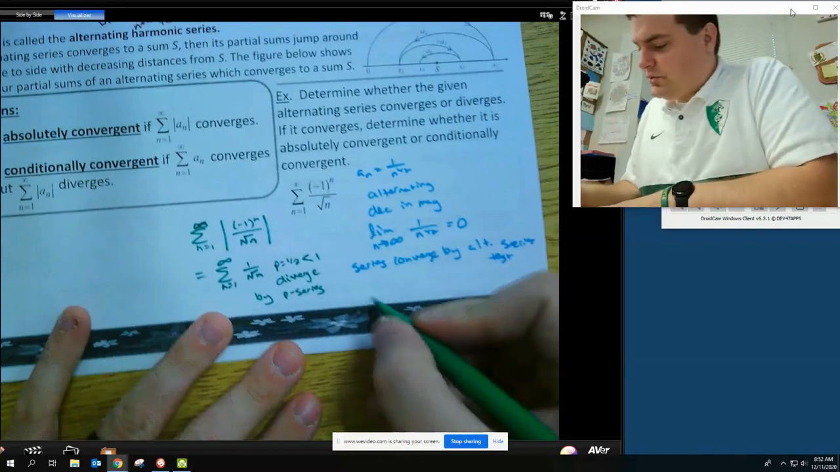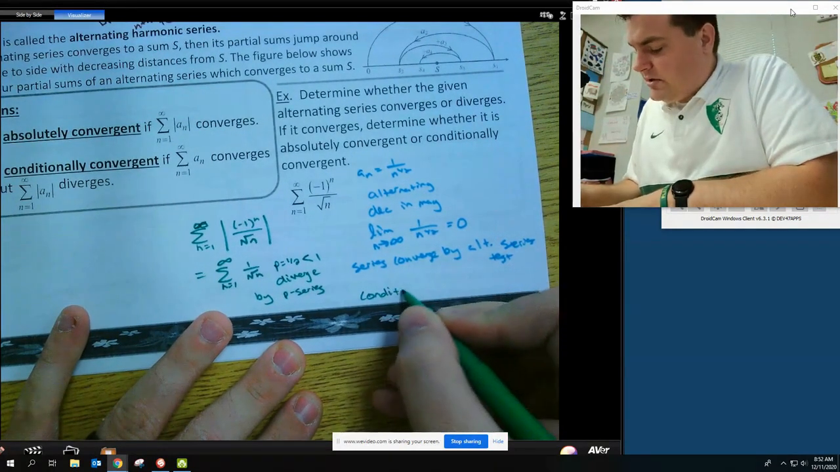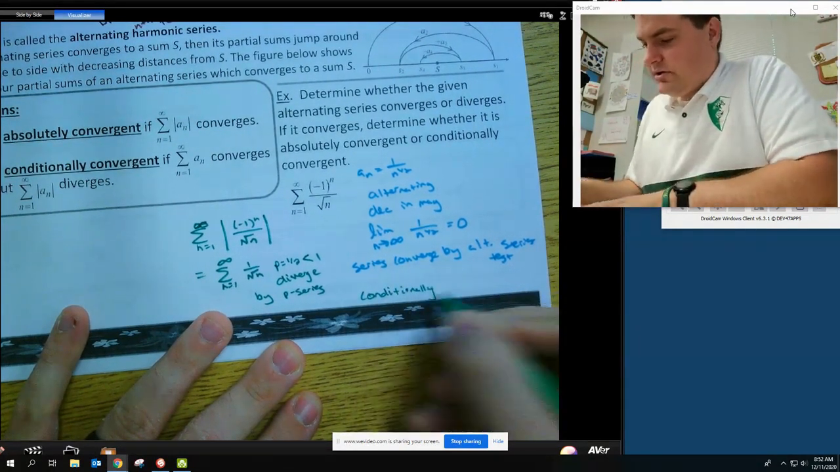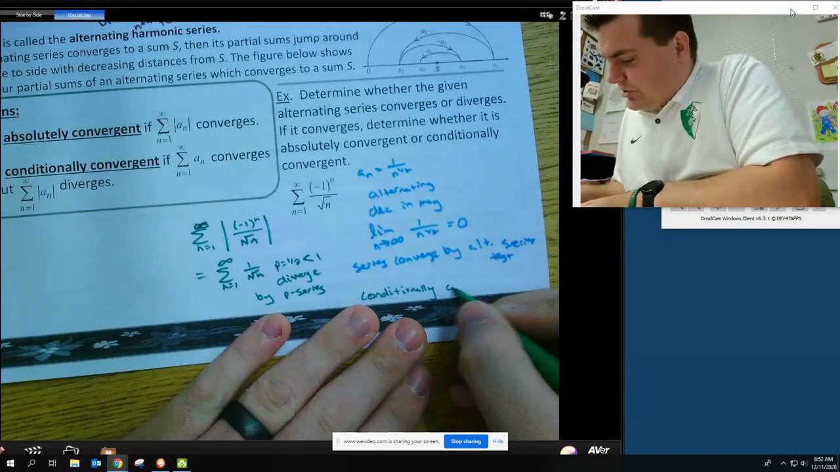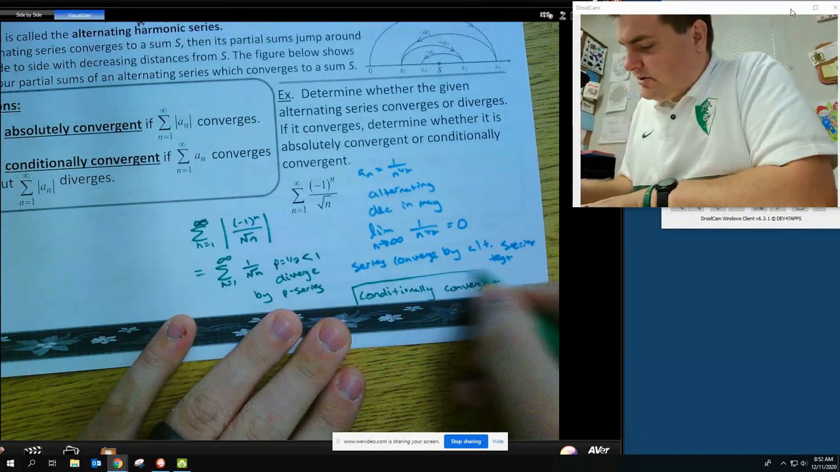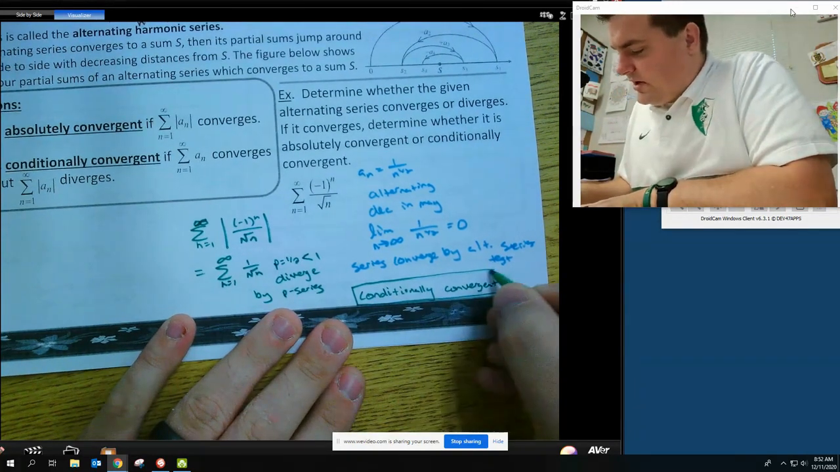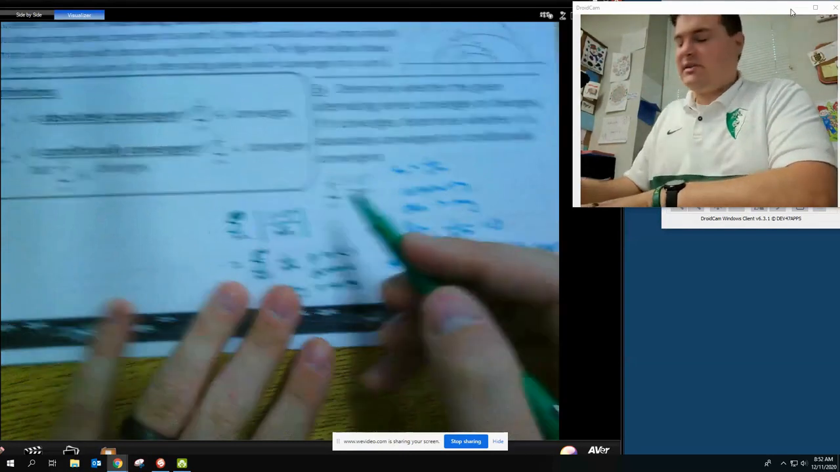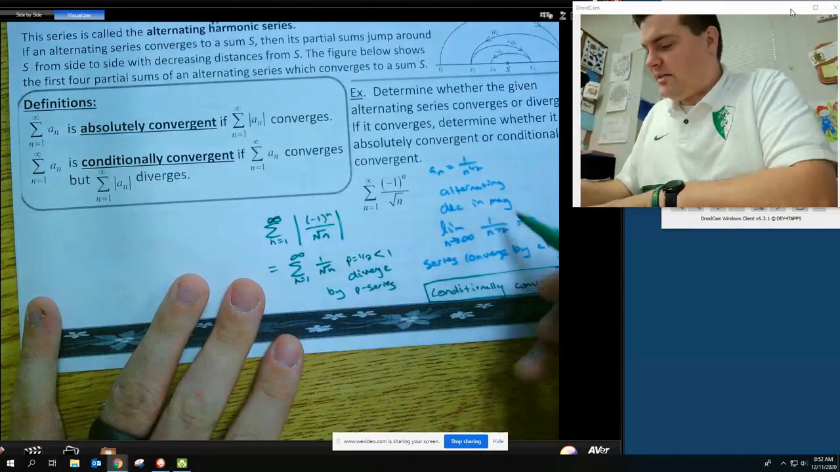Okay, so this would be a conditionally convergent series. So this only converges because it's alternating, so that's why it's conditionally convergent. If it wasn't alternating, then it would diverge.